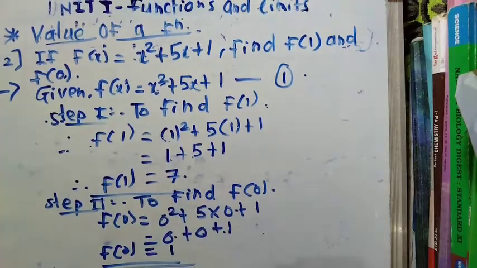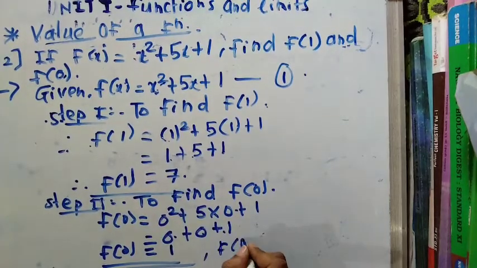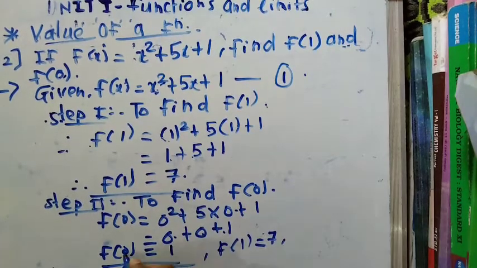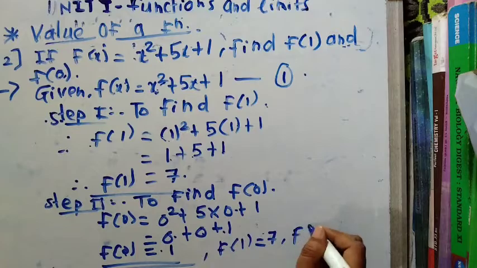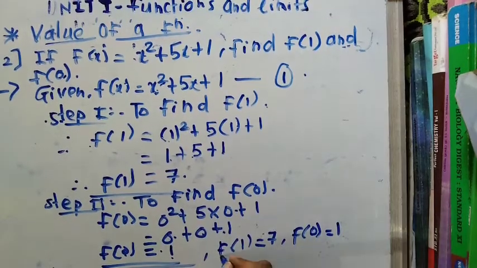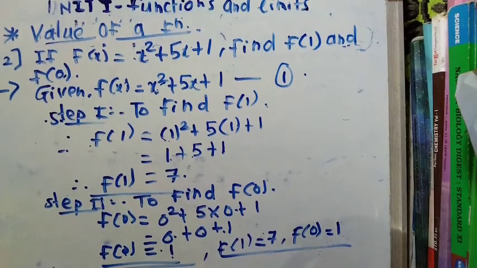So here f of 1 is equal to 7 and f of 0 is equal to 1. So this is the answer.